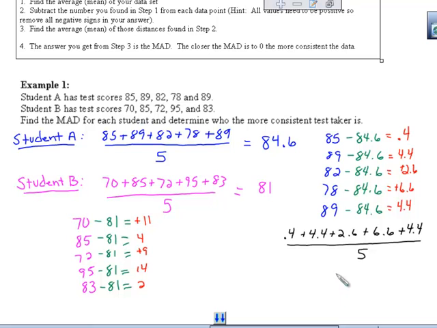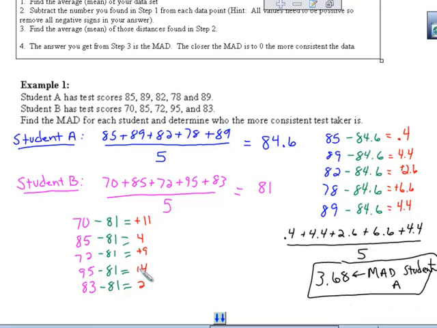When I do that, I get an answer of 3.68. This is the MAD for student A. I'm going to box that in so I don't forget it. That's how you find the MAD for student A.